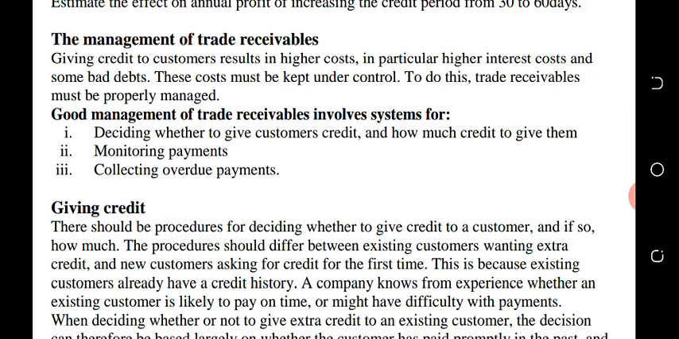One, deciding whether to give customers credit and how much credit to give them. Before any business gives credit to its customers, or before somebody gives credit to any individual, you must analyze the creditworthiness of that customer or individual. You must use other parameters, such as their financial statements and the rest, to know if giving that customer credit is worth it or not.